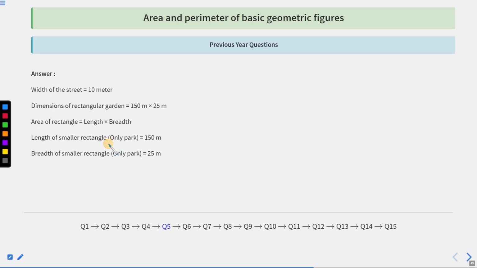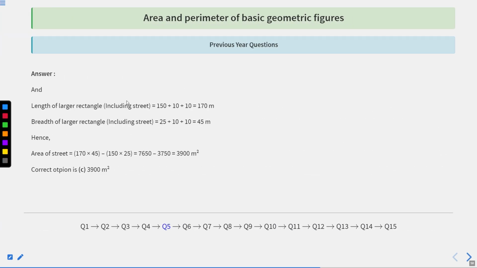First of all, we are going to talk about the smaller rectangle. The length of the smaller rectangle that is given to us is 150 meters. That is the only park area, the garden area. And the breadth of the smaller rectangle, only the garden area, is 25 meters. And the length of the larger rectangle, including the street, is 150 plus 10 plus 10. That will be 170 meters. And the breadth of the larger rectangle, including the street, is 25 plus 10 plus 10. That will be 45 meters.